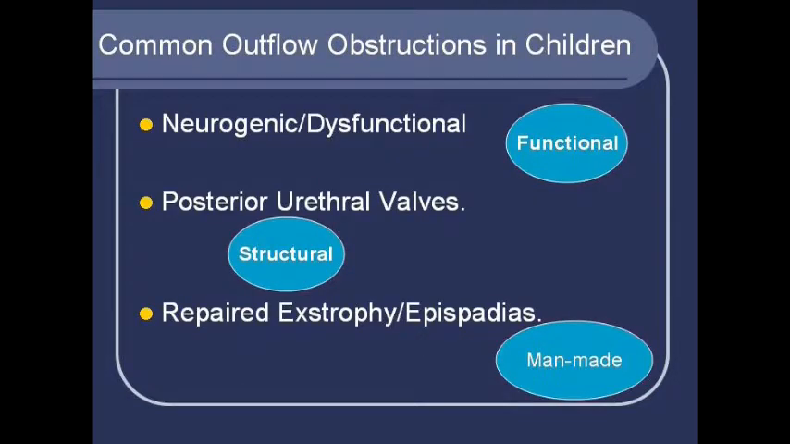The common outflow obstructions in children, I'll just deal with three. It can be functional obstruction, as we see in neurogenic or dysfunctional voiders. We see structural obstruction, like posterior urethral valves, or man-made obstructions, like repaired exstrophy epispadias. So with these three examples, there are lots of other conditions, I try to show how the bladder shows abnormal cystometry.